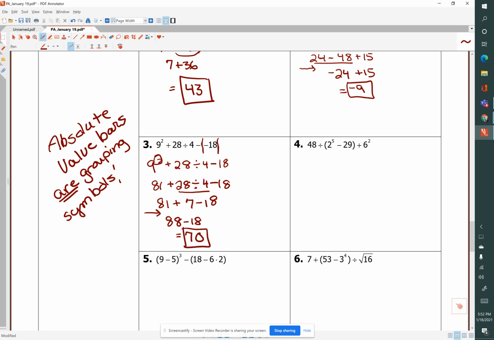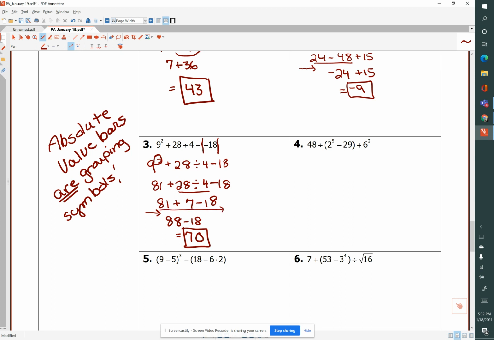So the multiplication and division does not mean multiplication before division. They are done at the same time, left to right. The same thing for subtraction and addition. It does not mean subtraction before addition. It means they're done at the same time, provided you work from left to right as we've done here.